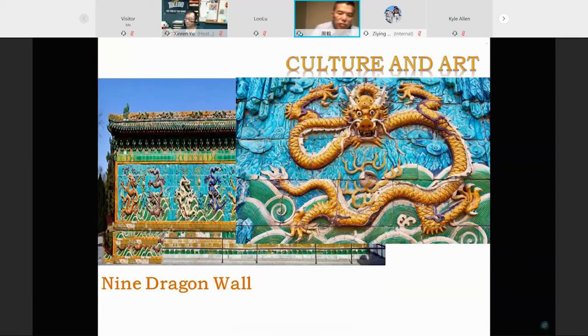And there are 3 famous 9 dragon walls in China. This one is in the Forbidden City. It is the biggest one. And it was built in the 18th century, almost the same time the United States was founded.